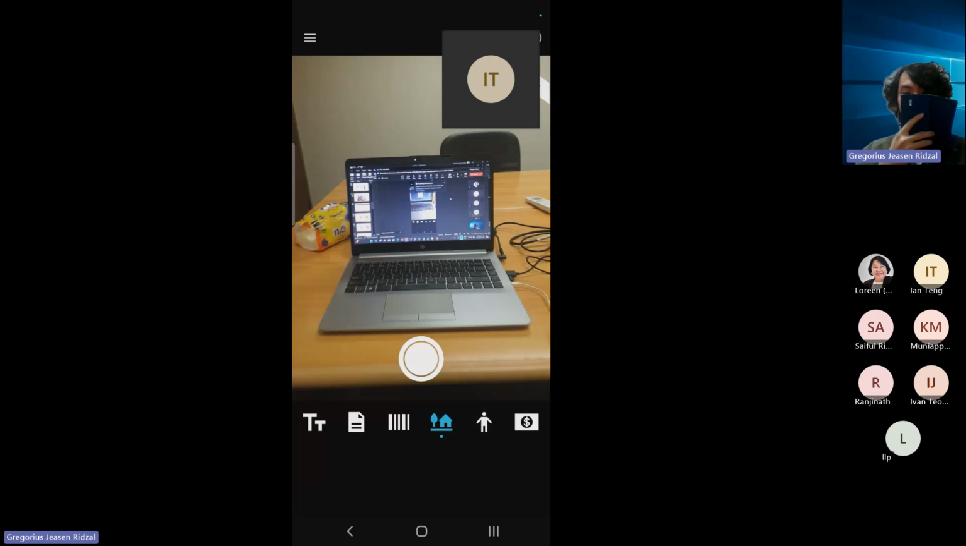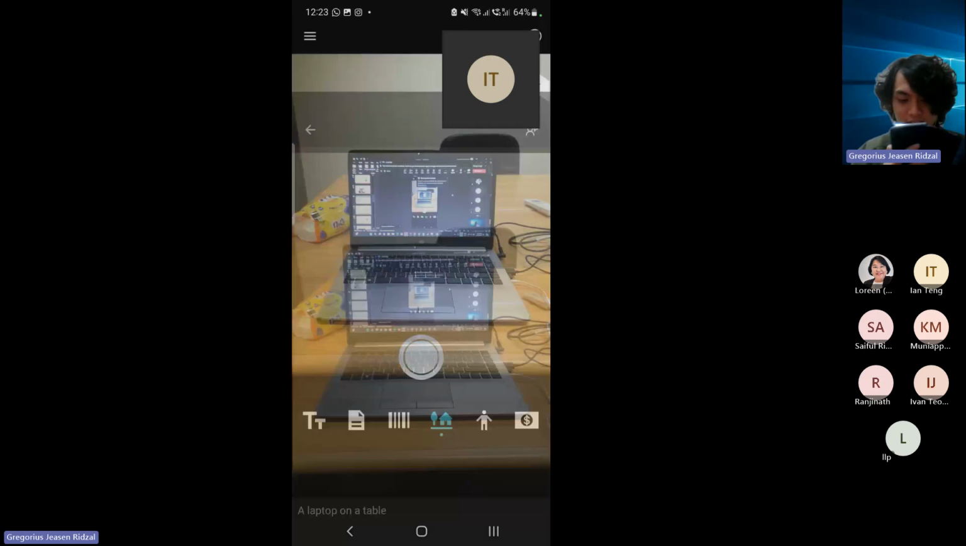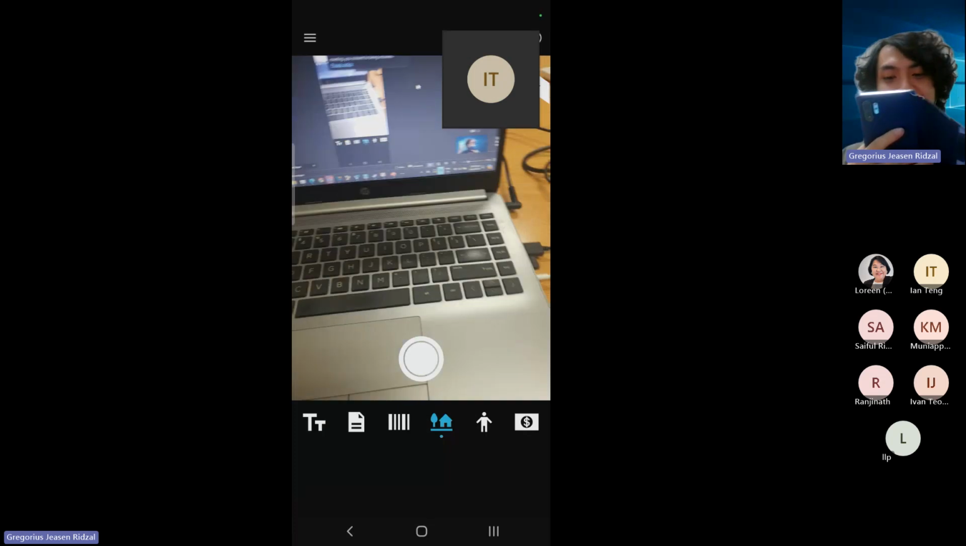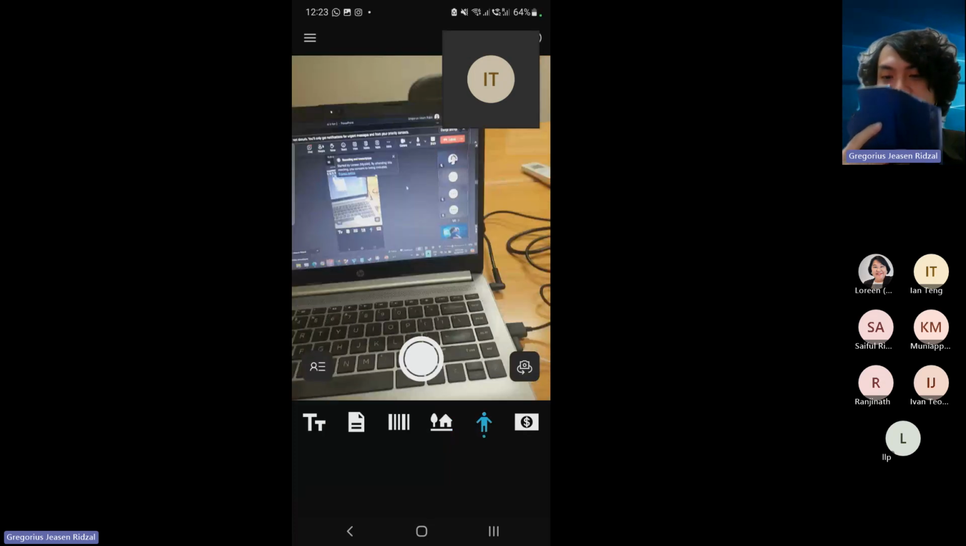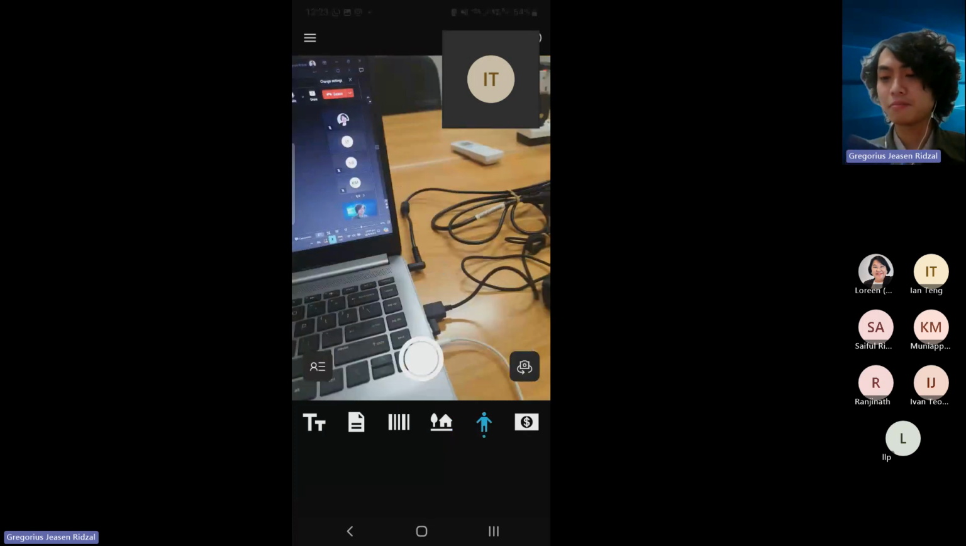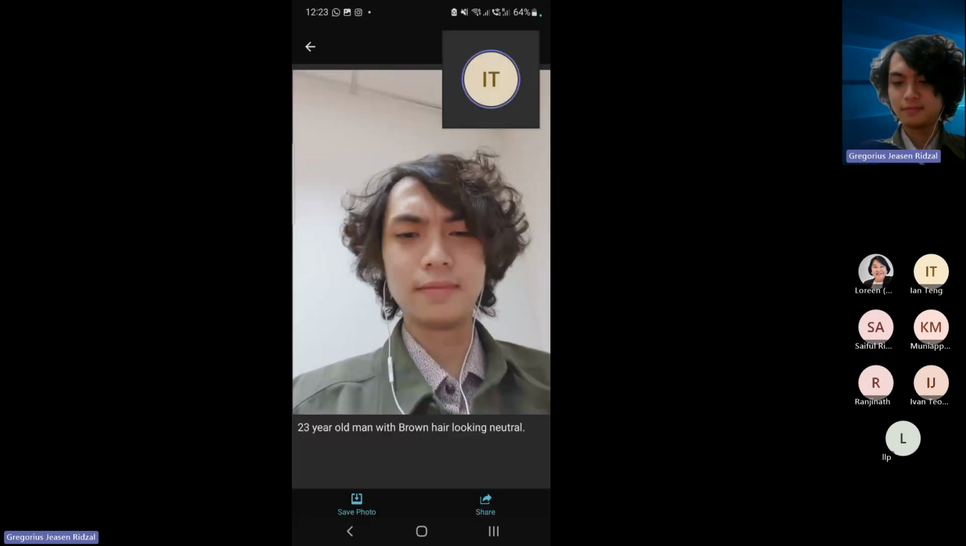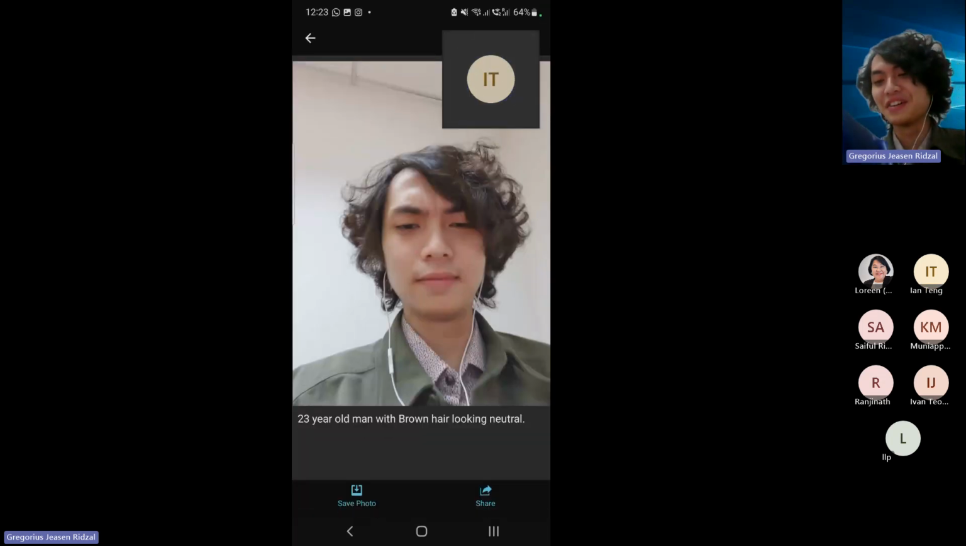And I can try with this computer. Of course, laptop on the table. So we just need that extra confirmation, I suppose. And it does this thing with faces, I think. Yeah, let me try my face. 23-year-old man with brown hair. Great. Yeah, it's kind of accurate, I guess.